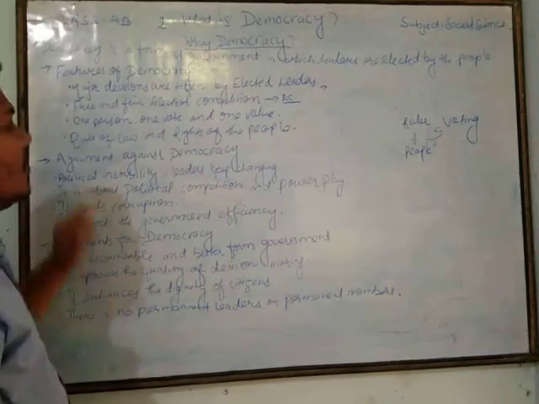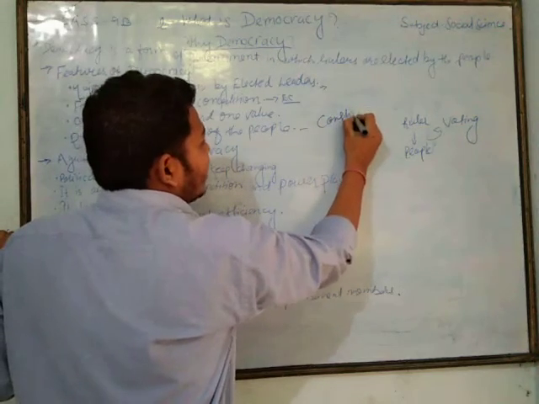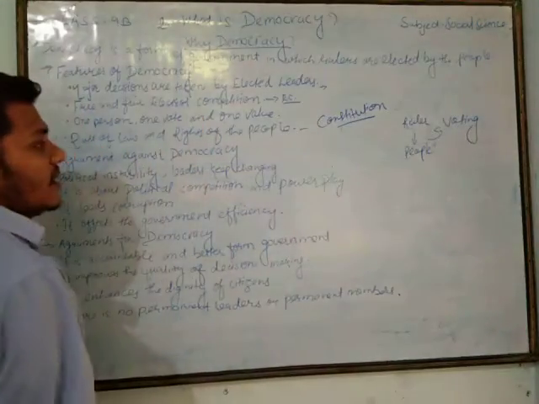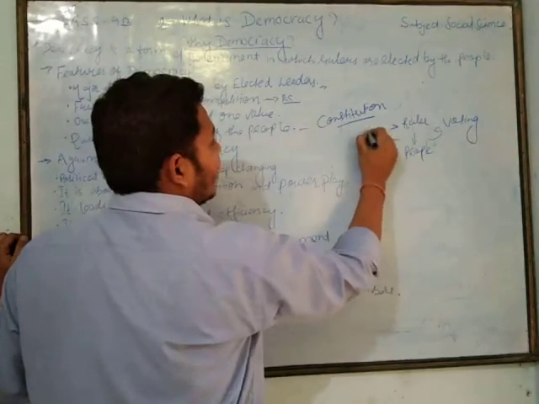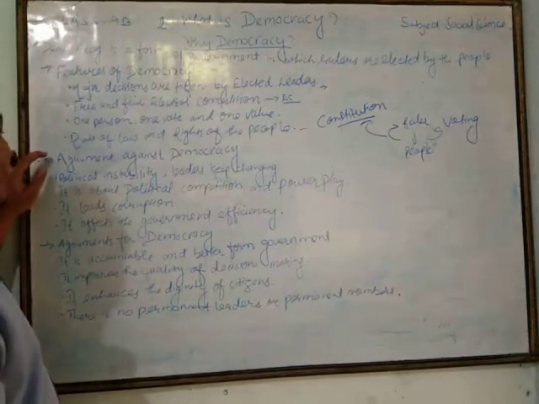Rule of law. The country will work according to the constitution, not by the leaders. According to the constitution means all the leaders who are elected by the people have to work under the framework of the constitution only. They will not go beyond the constitution to make law.